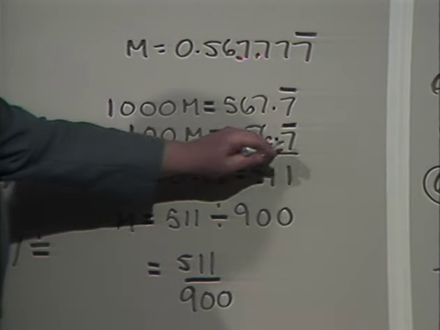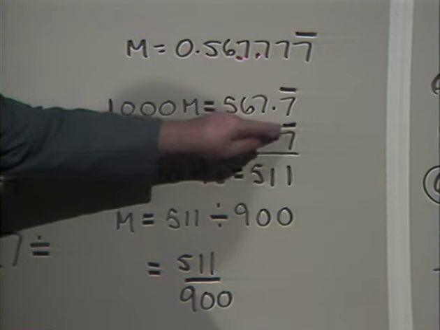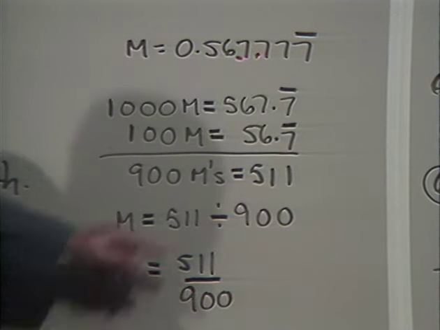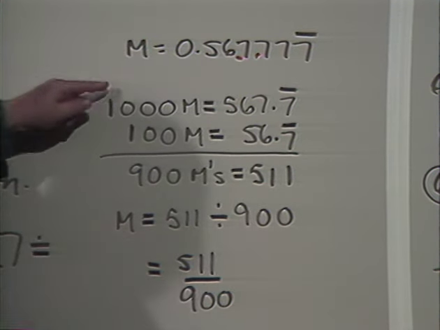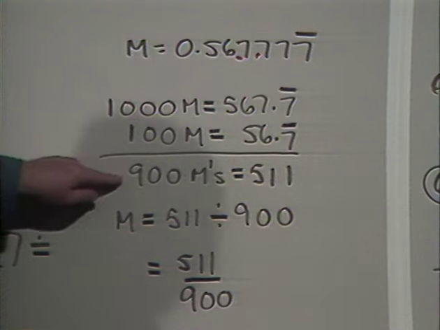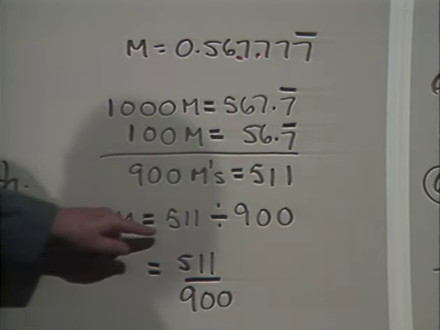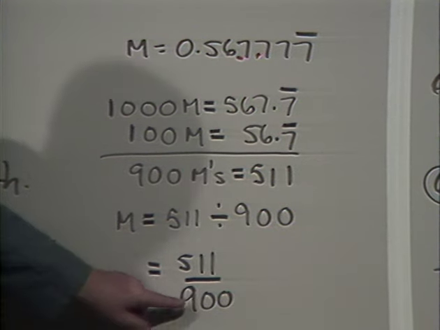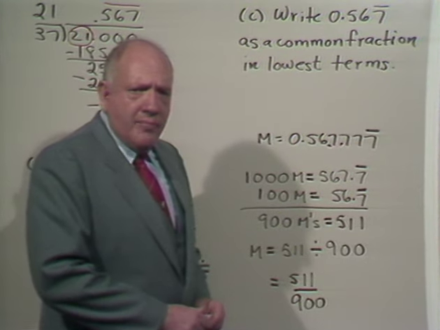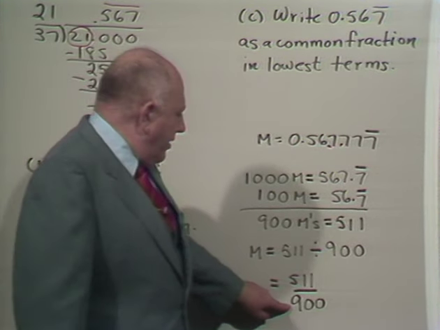The important point now is that when I subtract, the decimal parts cancel. 7 bar minus 7 bar is 0. What am I left with? 567 minus 56 is 511. 1,000 m's take away 100 m's is 900 m's. If 900 times m is 511, m itself must be 511 divided by 900. That's 511 over 900. And by the way, without working too hard, I know that that's in reduced form.